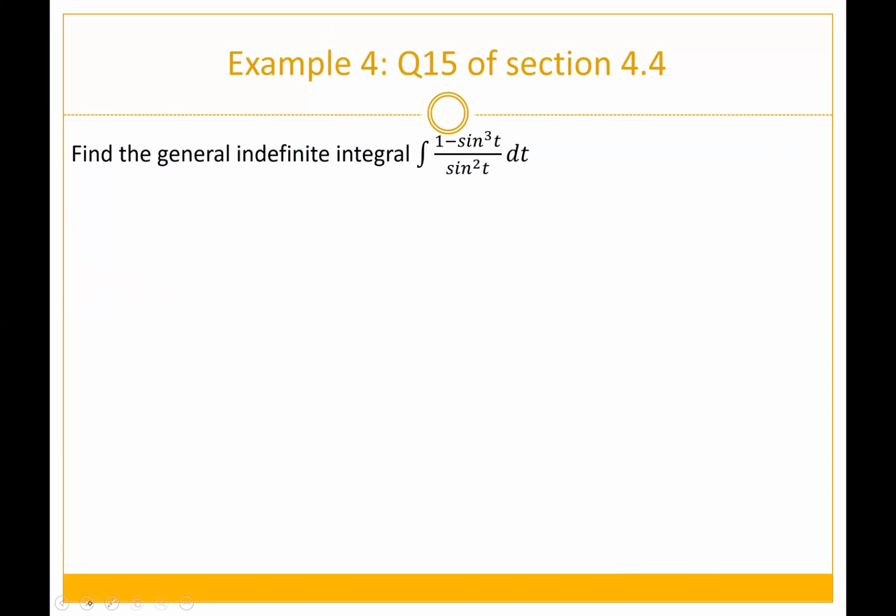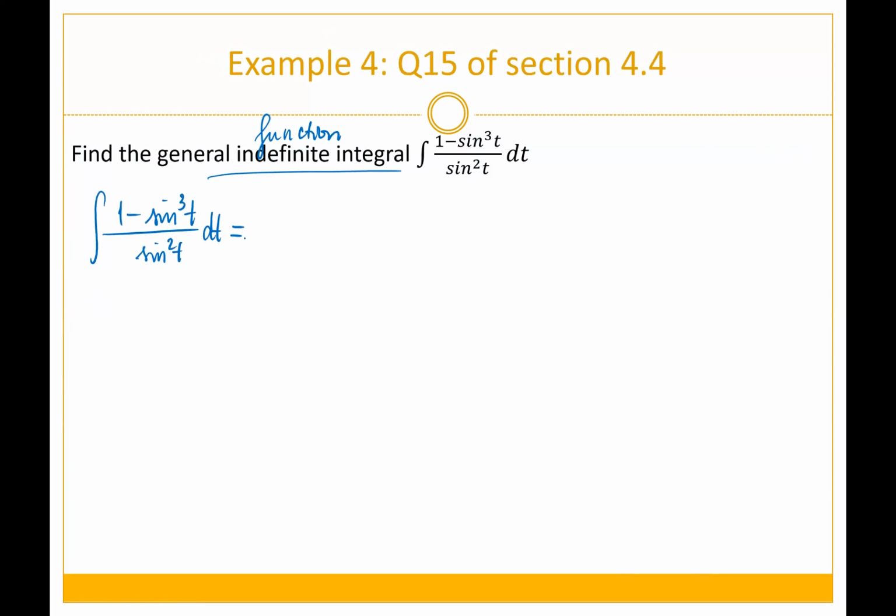Now example 4 is question 15 of section 4.4. Find the general indefinite integral. So here what you end up having should be a function of this part. Now you have (1 minus sine cubed t) over sine squared t dt.